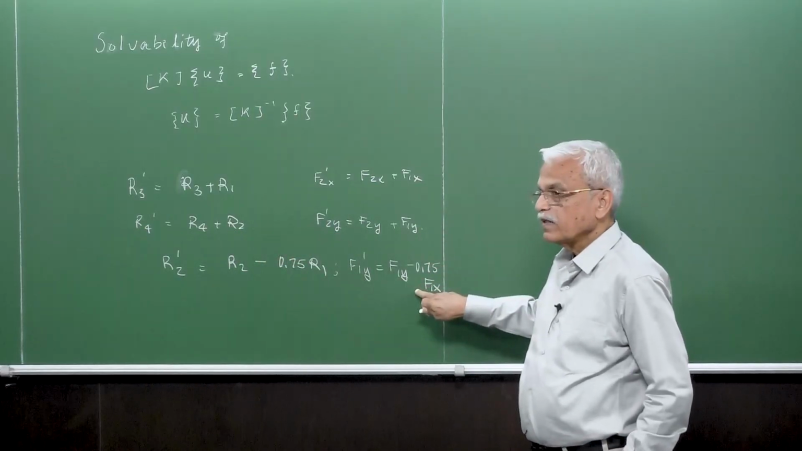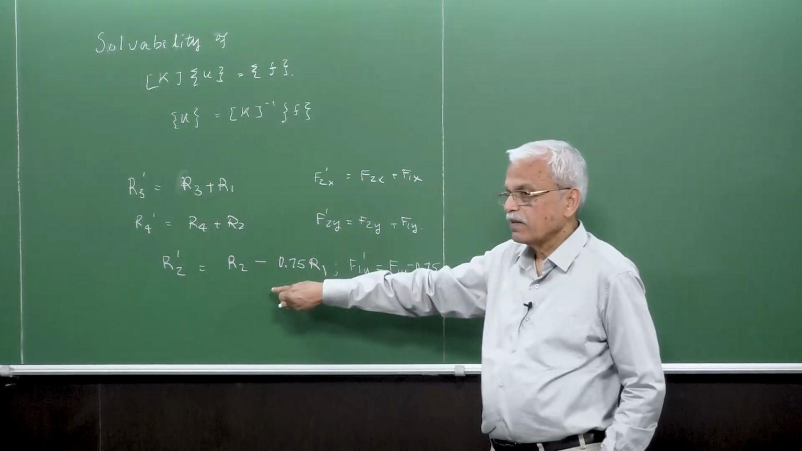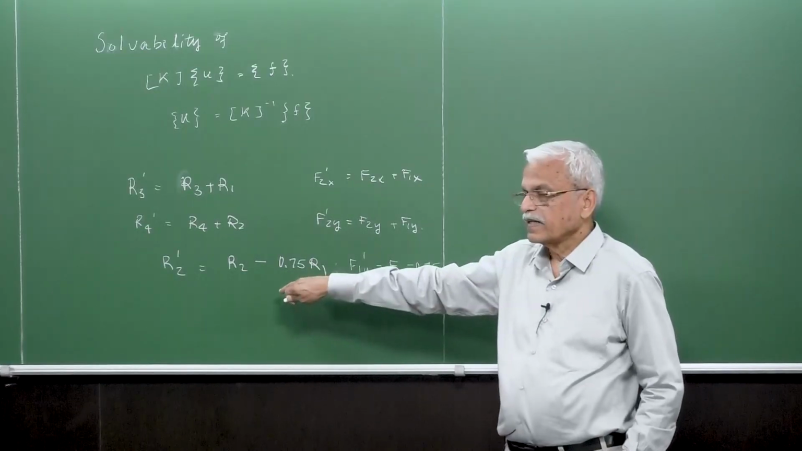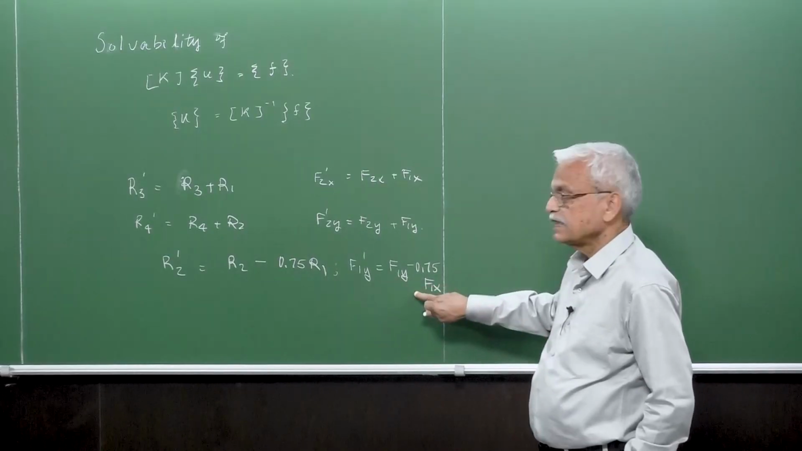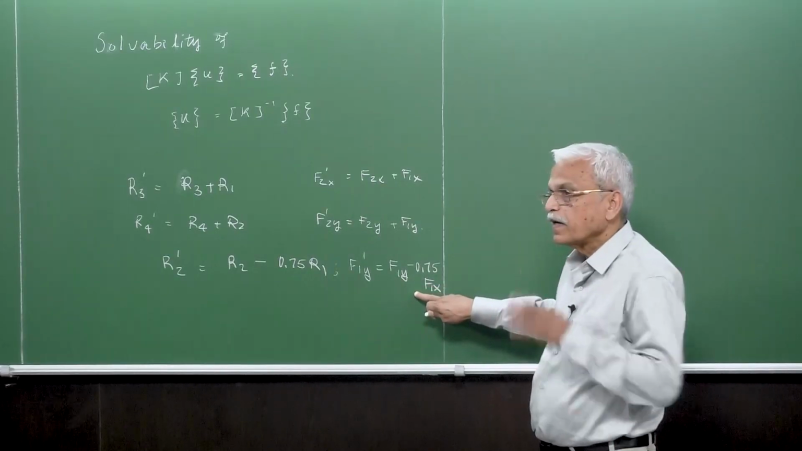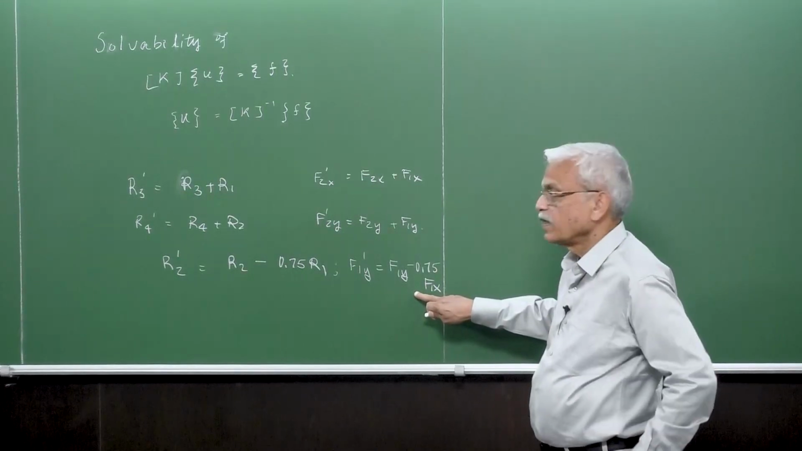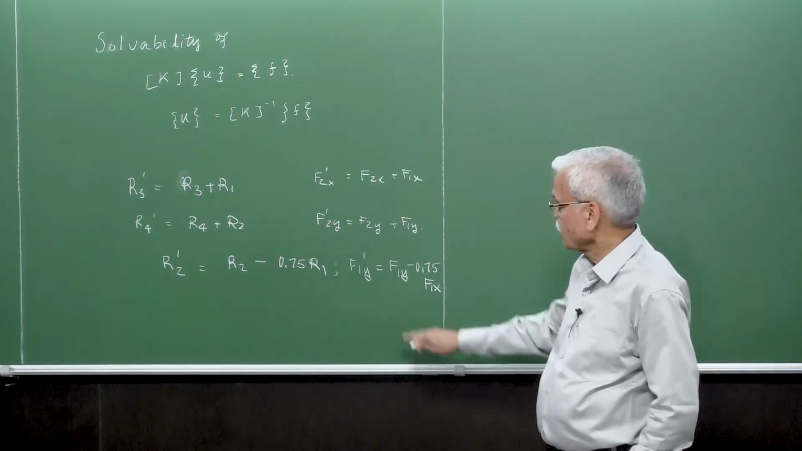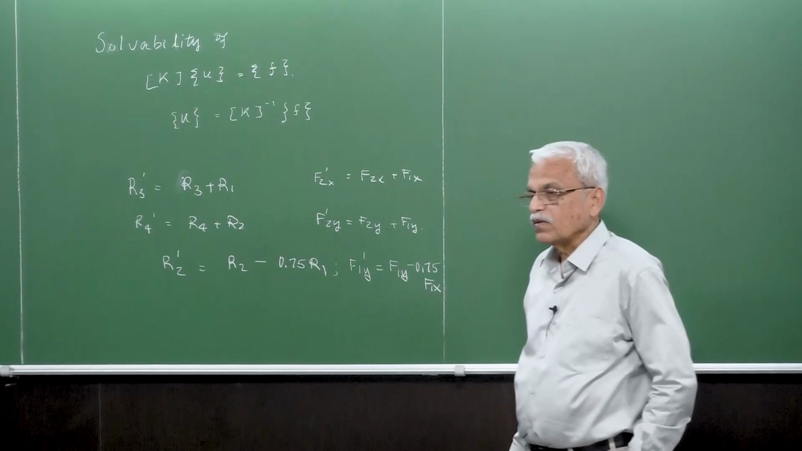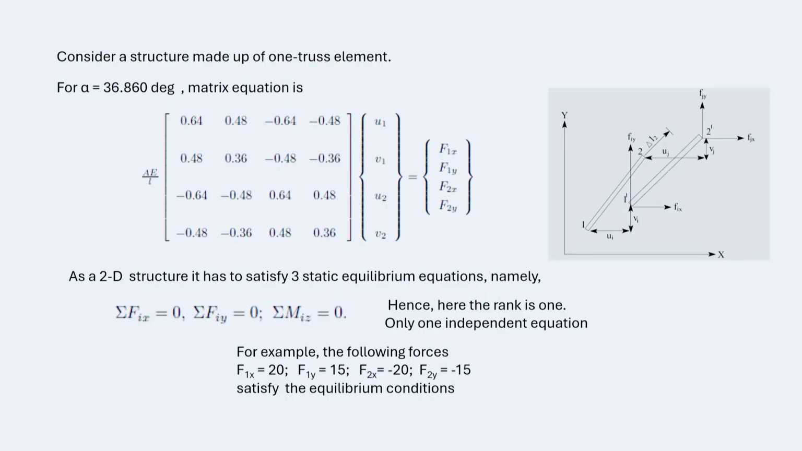And then what is this one? This is a kind of manipulation where the rows are operated in such a manner that this is equivalent to a moment about node 1. So this also should turn out to be 0. You can very immediately see that f1x, f1y, f2x, f2y cannot be any arbitrary values. They have to have a certain relationship.